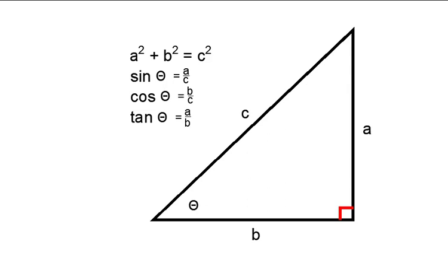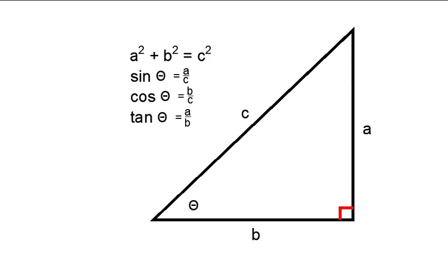Now remember, the interior angles of a triangle add up to 180 degrees. Therefore, if one of the angles is 90, as in this case, the other two angles must add up to 90. If we look at the sides, we apply Pythagorean's theorem: a squared plus b squared is equal to c squared.